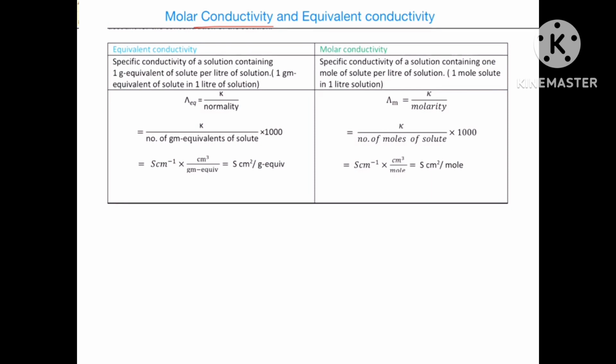Nothing big deal. We are talking about conductivity of a solution, right? So we are talking about kappa, but we are defining its concentration. That means conductivity of per molar solution, that means divided by molarity. When the solution has 1 mole of solute in 1 liter of the solution, that per molar solution is what we call as molar conductivity. Same way, we have another term, equivalent conductivity. Some of the syllabi do not include equivalent conductivity, so you can ignore it.